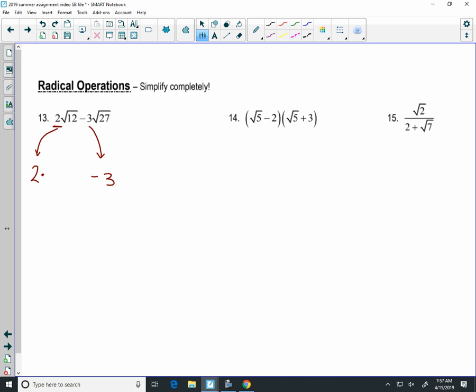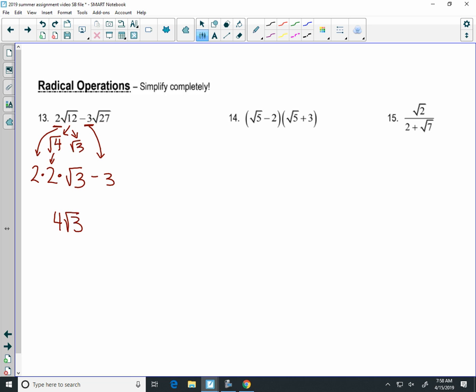I'll leave some room in between there. And then I'm going to break down 12. The biggest perfect square that goes into 12 is 4. And square root of 12 is 4 times 3. Square root of 4 is 2. And I'm going to need that square root of 3. If you want to keep going with that term, 2 times 2 is 4 square root of 3. In that first term, 2 radical 12, we have 4 radical 3.